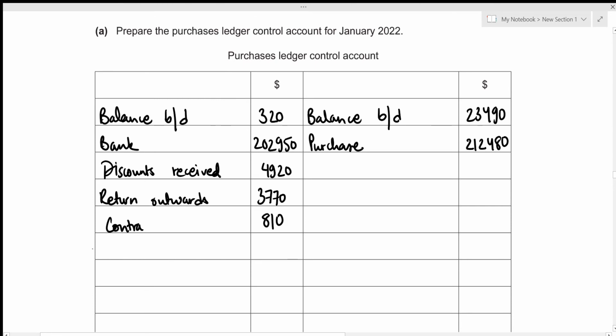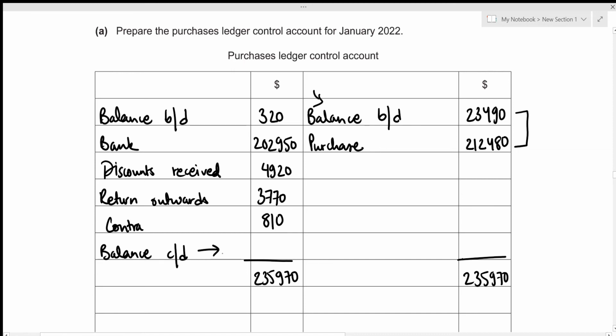We recorded all of our information, so now we just have to record our closing balance. And this is on the debit side because the opening balance or the amount owed to the suppliers was recorded on our credit side. So now this closing balance acts as a balancing figure. In order to figure that amount, we require the total. So let's figure out the total of the credit side. That's the sum of these two amounts, which is 23,490 plus 212,480, which results in 235,970. And the total is the same for the debit side as well.